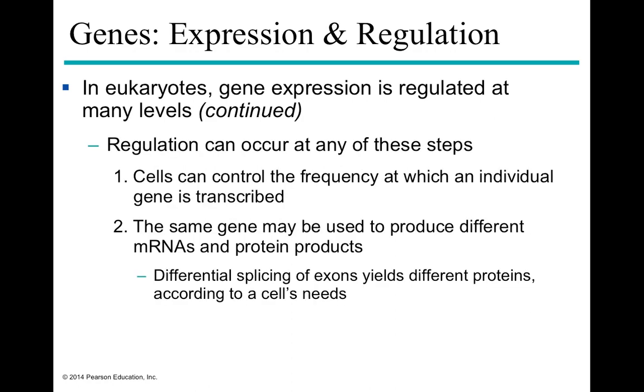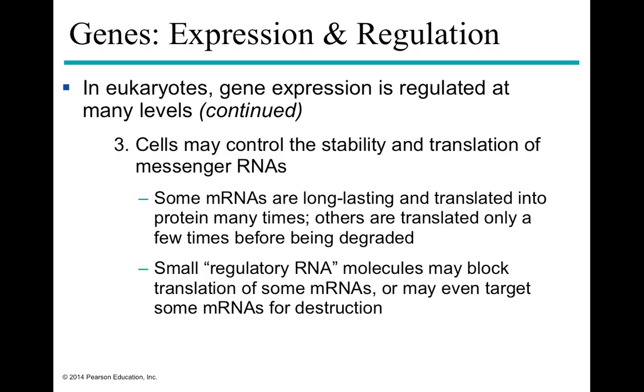So cells can control the frequency at which an individual gene is transcribed, so you can create more or less RNA. And that same gene can be used to make multiple mRNAs and protein products. So we can have what's called differential splicing, or what I mentioned previously as alternative splicing. So you end up with different proteins from the same original mRNA sequence, which is alternatively spliced into 2 separate sets of mRNAs, or multiple sets of mRNAs. And those are going to be according to what the cell needs at that time.